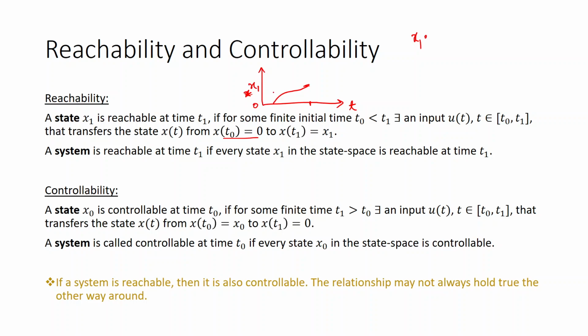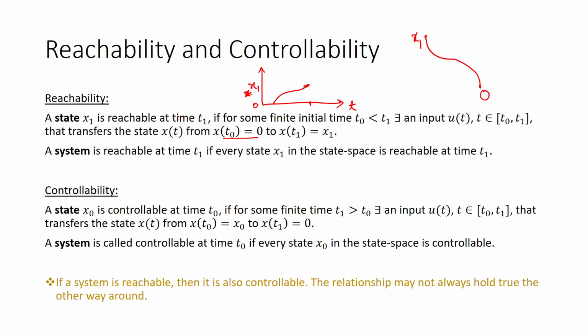This is a simple scalar case, but you can understand that if it is a high dimensional case, then you are starting from some point. Suppose this is the origin of that space, and in some time you would be reaching this point x1. This is our objective. So we are trying to see whether we can satisfy this objective with the system that we are having.